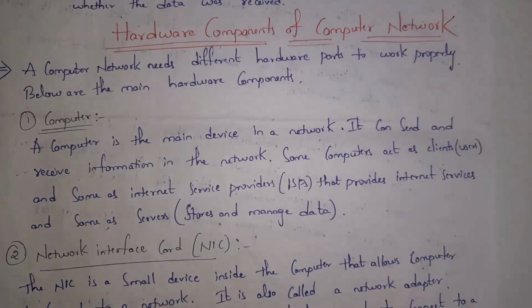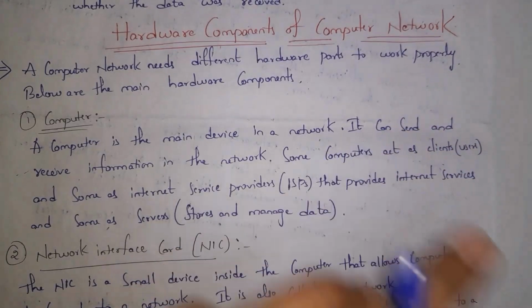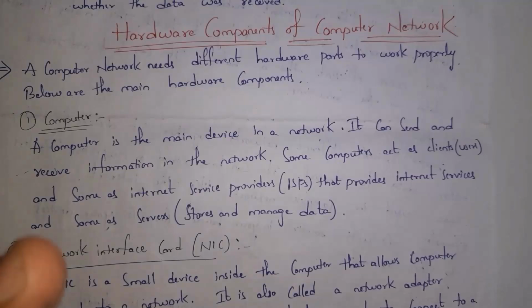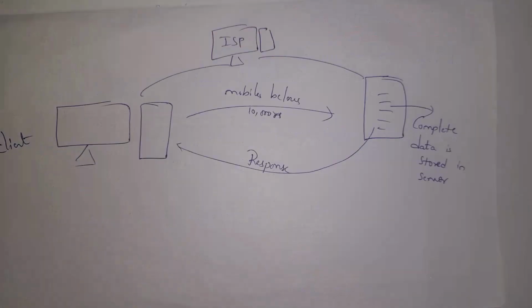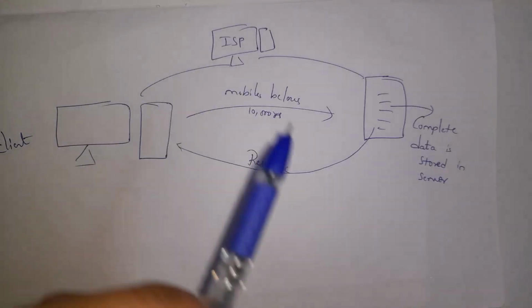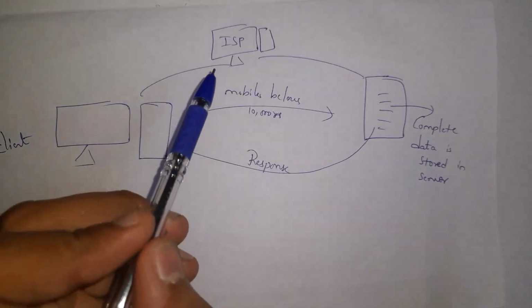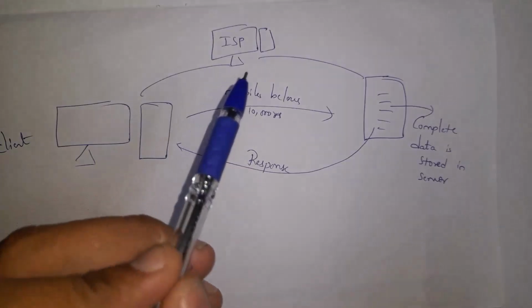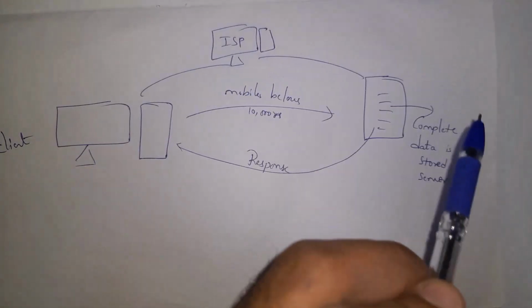Guys, in computer network, some computers act as clients and some computers act as internet service providers and some computers act as servers. I'll give one example. Guys, for example, I want to purchase mobile below 10,000 rupees. So what I will do is, I will open Google and I will log in into Amazon website and then I will search for mobiles below 10,000 rupees. So whenever I search for mobiles below 10,000 rupees, this request is passed to Amazon company server.